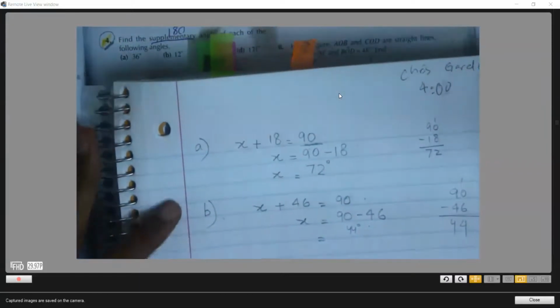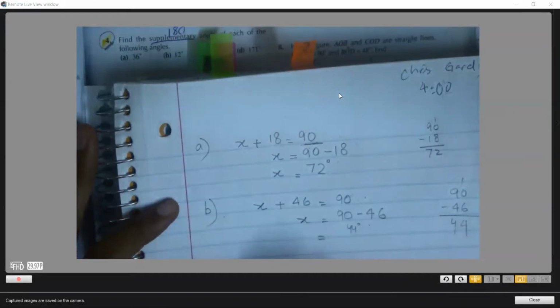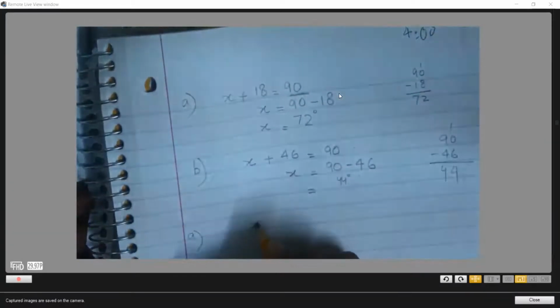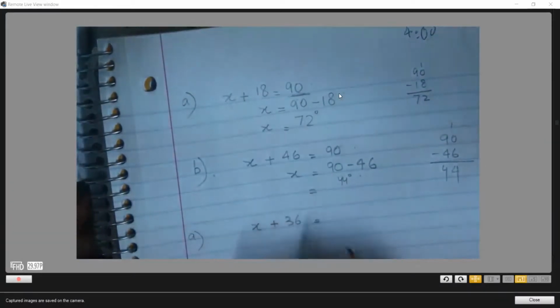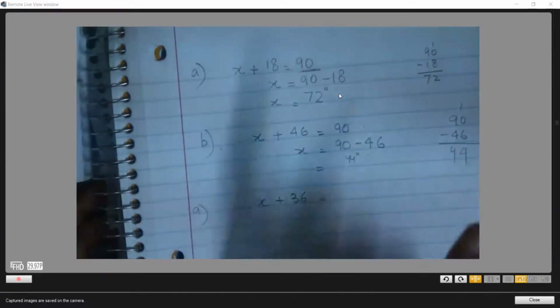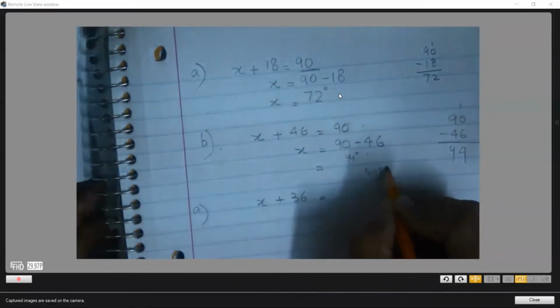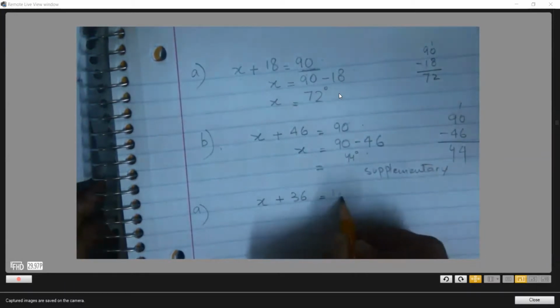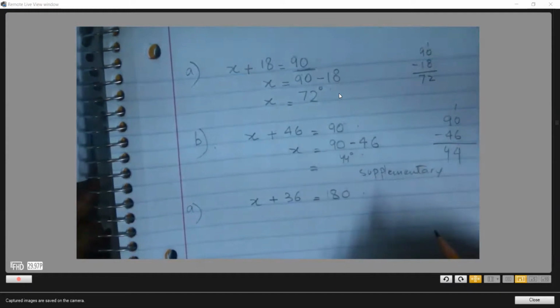Question number 4, part A. Find the supplementary angles of each of the following. So I think it would be x plus 36. Very good. Is equal to, they should add up to supplementary, right? Supplementary meaning adding up to 180. 180, right? So now it's easy, right?